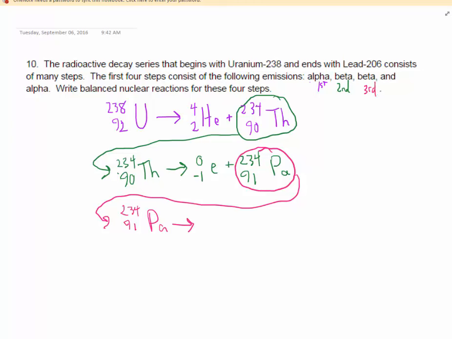And our third nuclear decay is another beta. So write our beta particle in there. Do the math. 0 plus 234, so 234. And -1 plus what equals 91 would be 92. And so now we've actually turned back into uranium for our third decay. And then the fourth decay is going to be an alpha decay again. So we're going to take our uranium-234 and send it through an alpha decay.